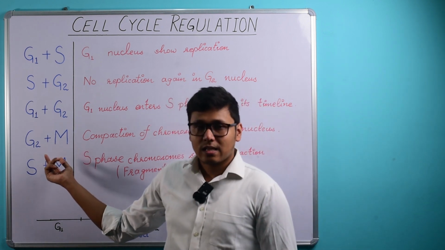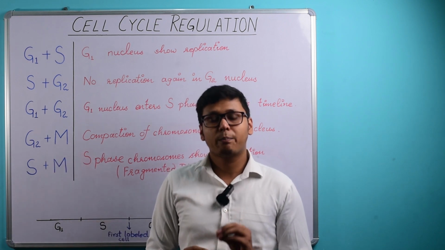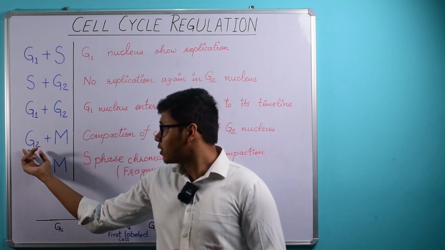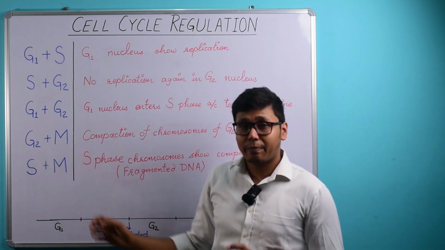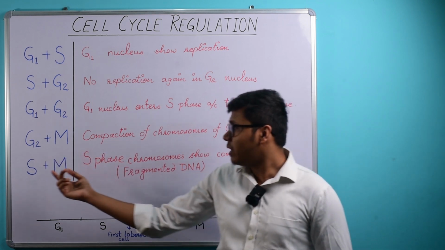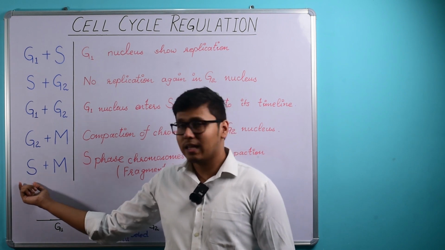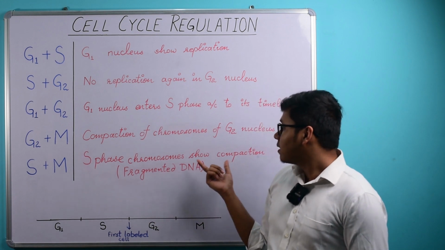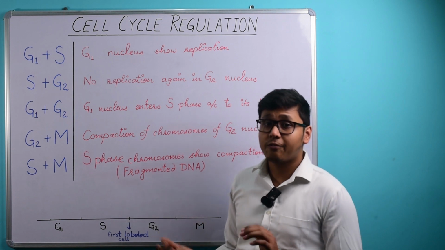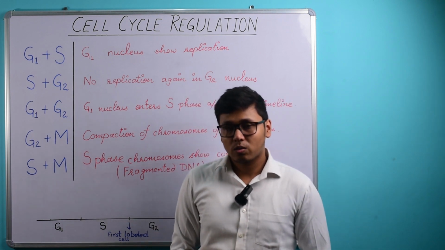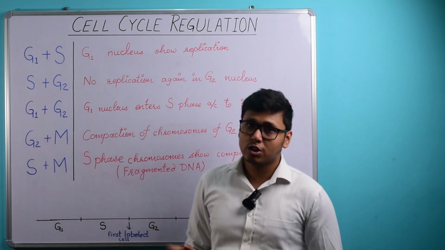When any of the cells are fused with a mitotic cell, there is a compaction in the chromosomes. Even if it was a G2 phase cell or an S phase cell, the chromosomes in these cells got compacted. When the mitotic cell is fused with an S phase cell, the S phase chromosomes compacted, and as a result we got fragmented DNA. So this is how it worked, and again, a very crucial topic from the examination's point of view.